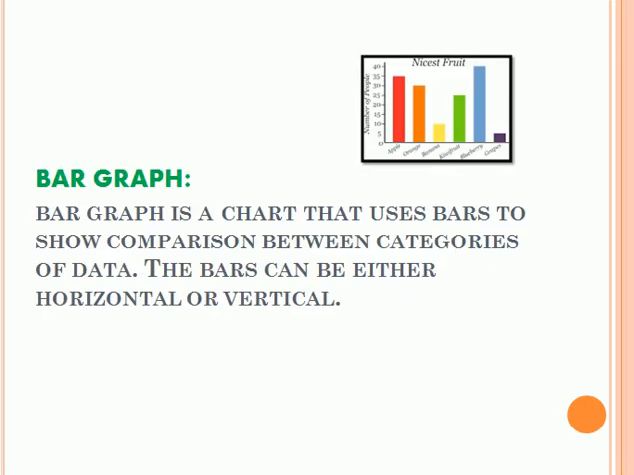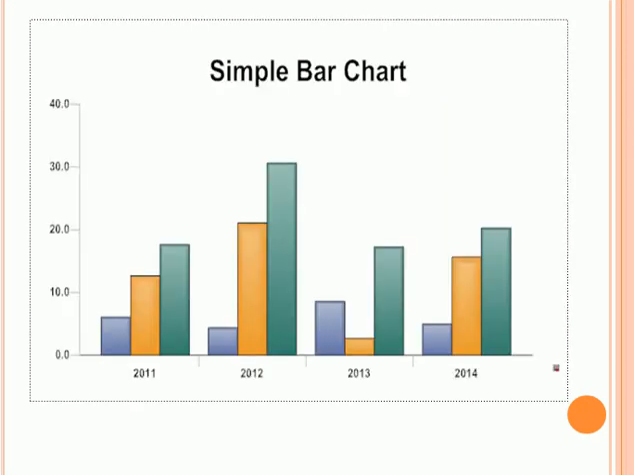Now, bar graph. A bar graph is a chart that uses bars to show comparison between categories of data. The bars can be either horizontal or vertical, and it is used to display data in a similar way to line graphs. However, rather than using a point on a plane to define a value, a bar graph uses a horizontal or vertical rectangular bar that levels off at the appropriate level.